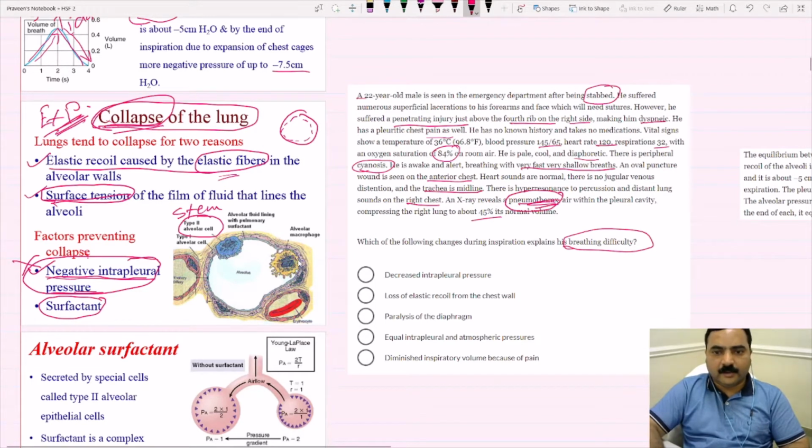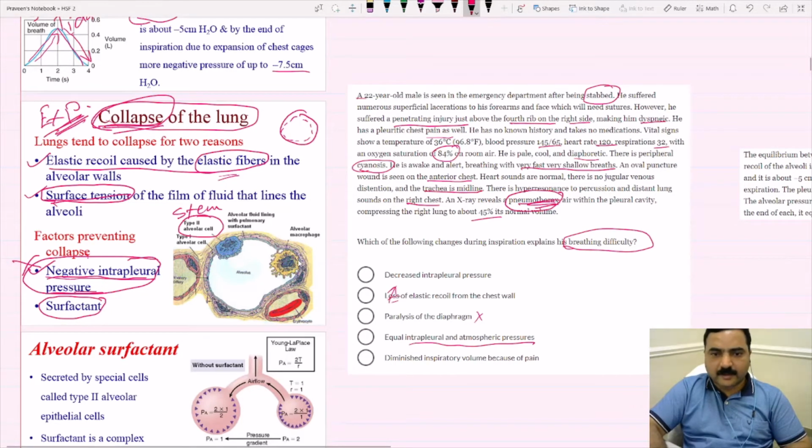So what will be the answer choice? Decreased intrapleural pressure. No, this is not the problem. Loss of elastic recoil, no, instead you have increased elastic recoil. Paralysis of the diaphragm, no, that's not the problem here. Instead, equal intrapleural and atmospheric pressure, yes, that's the problem.